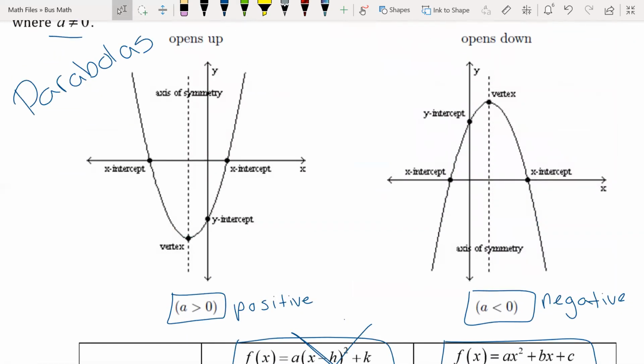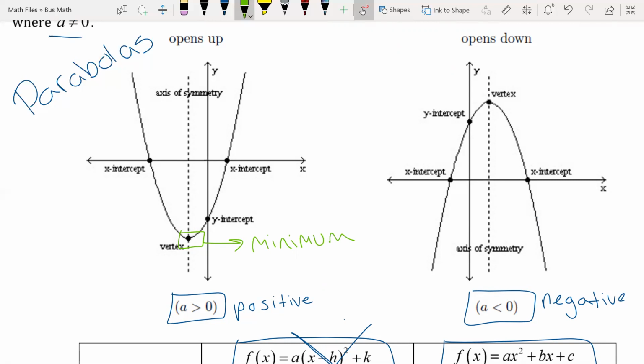Let's look at the very first graph. So we see that on the very first graph, our parabola opens up, which means that our leading coefficient is positive, which means that the vertex happens to be the lowest point on the graph, the lowest and smallest y value on the graph. So this means that our vertex is going to be a minimum. That's always. If your parabola opens up, you will always have a minimum.